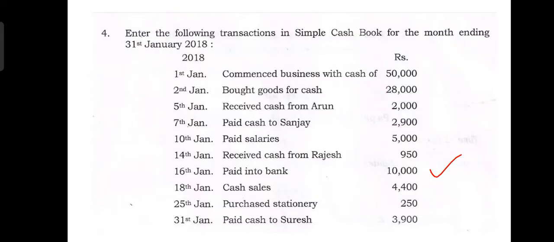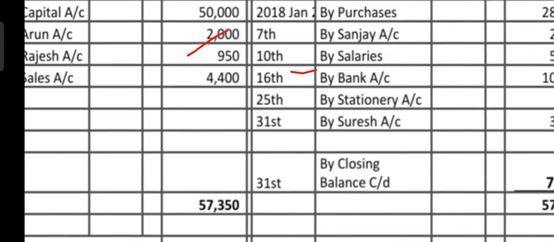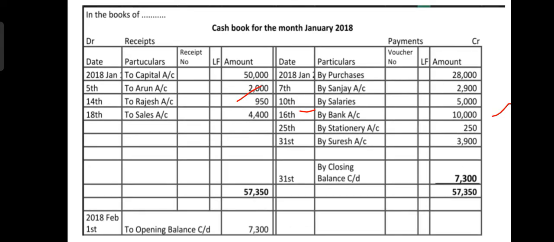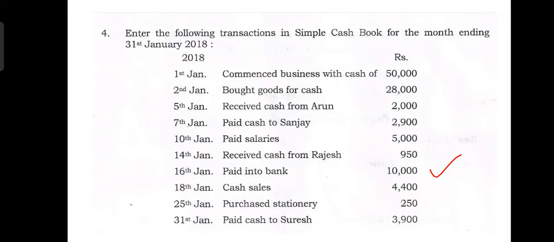This is happening on 25th January. Purchased stationery rupees 250. This is one of the expenses, we are making the payment of rupees 250. Okay, right, go to the payment side, under the payment side put the date 25th. This is stationery 250 rupees. Okay, this is what happened here, 250 rupees. So go to the next transaction.